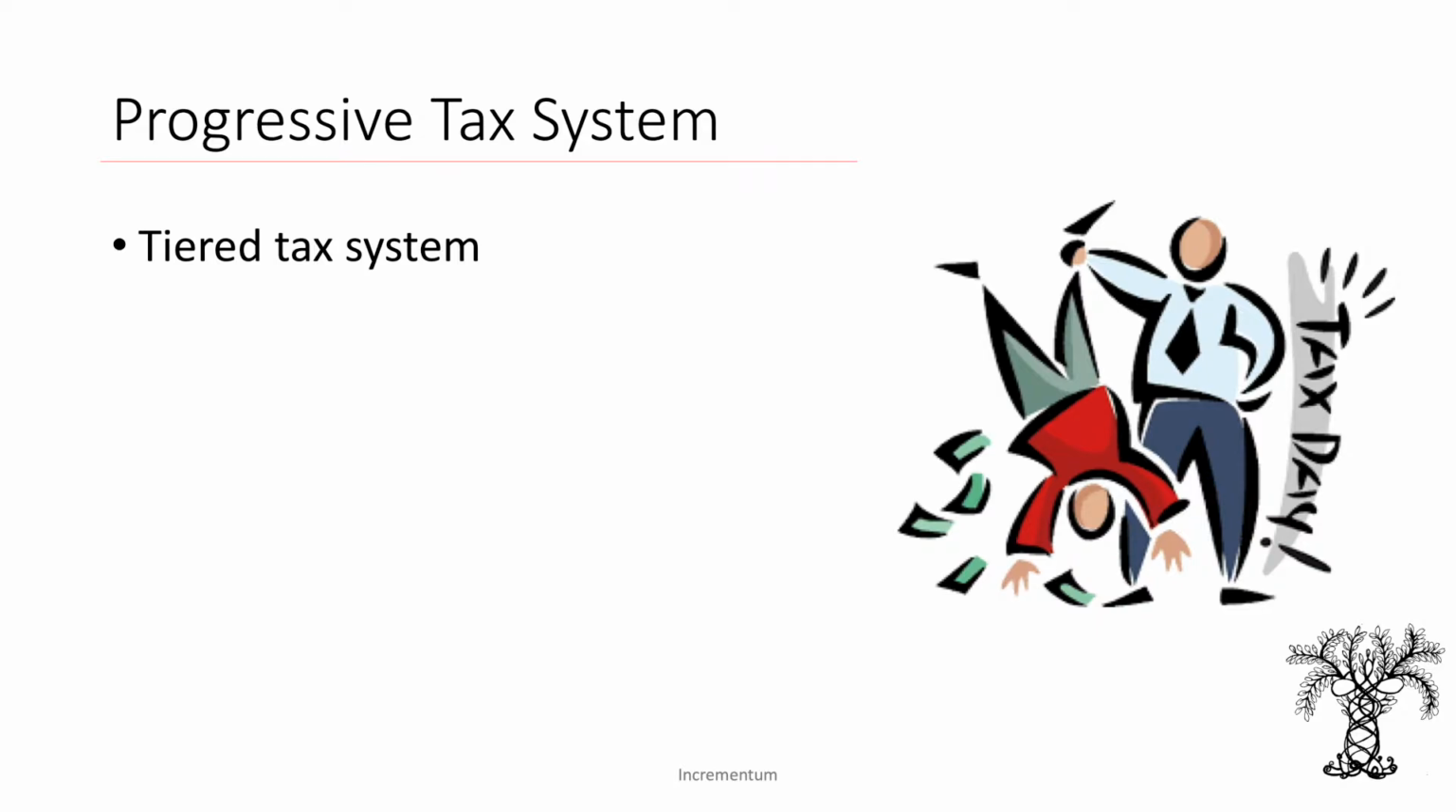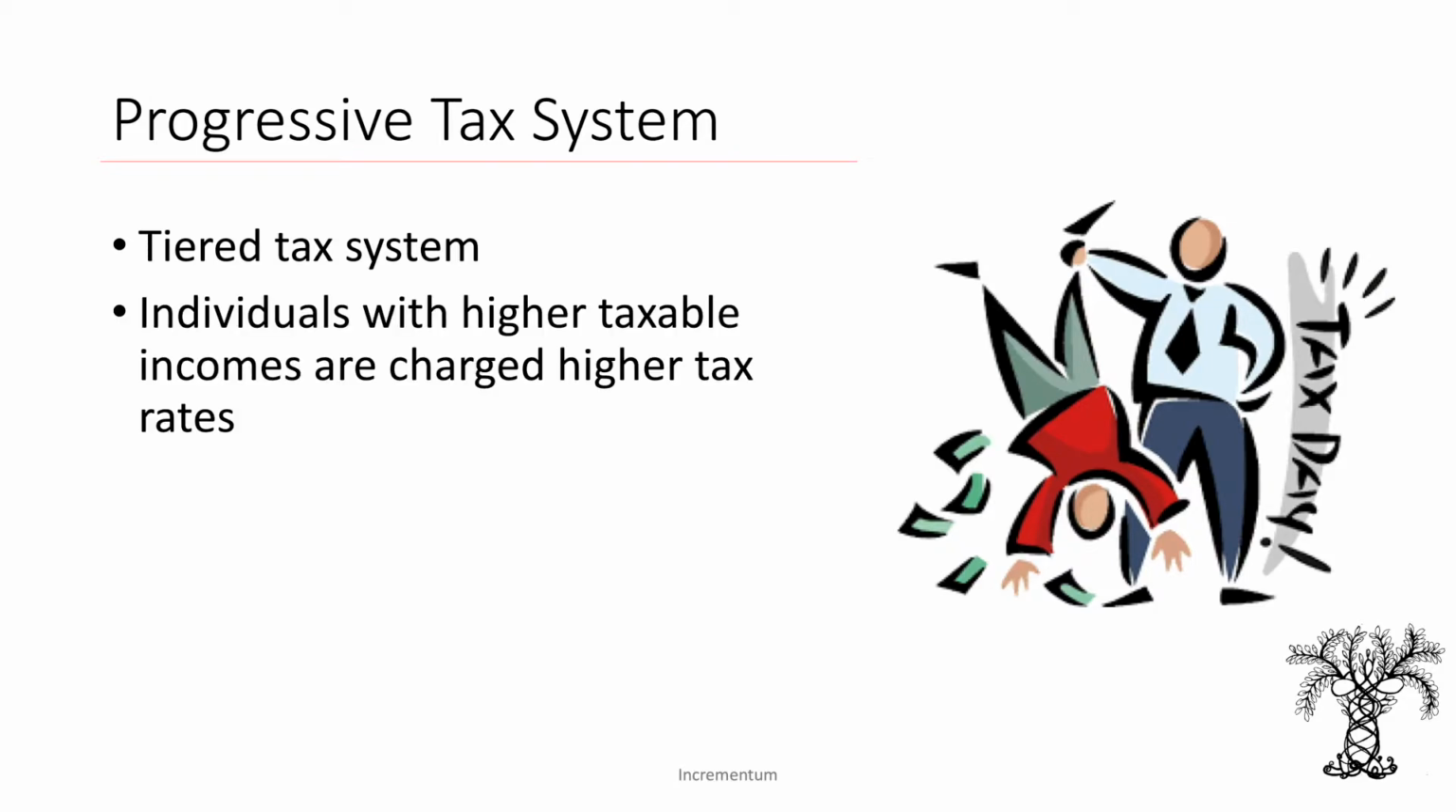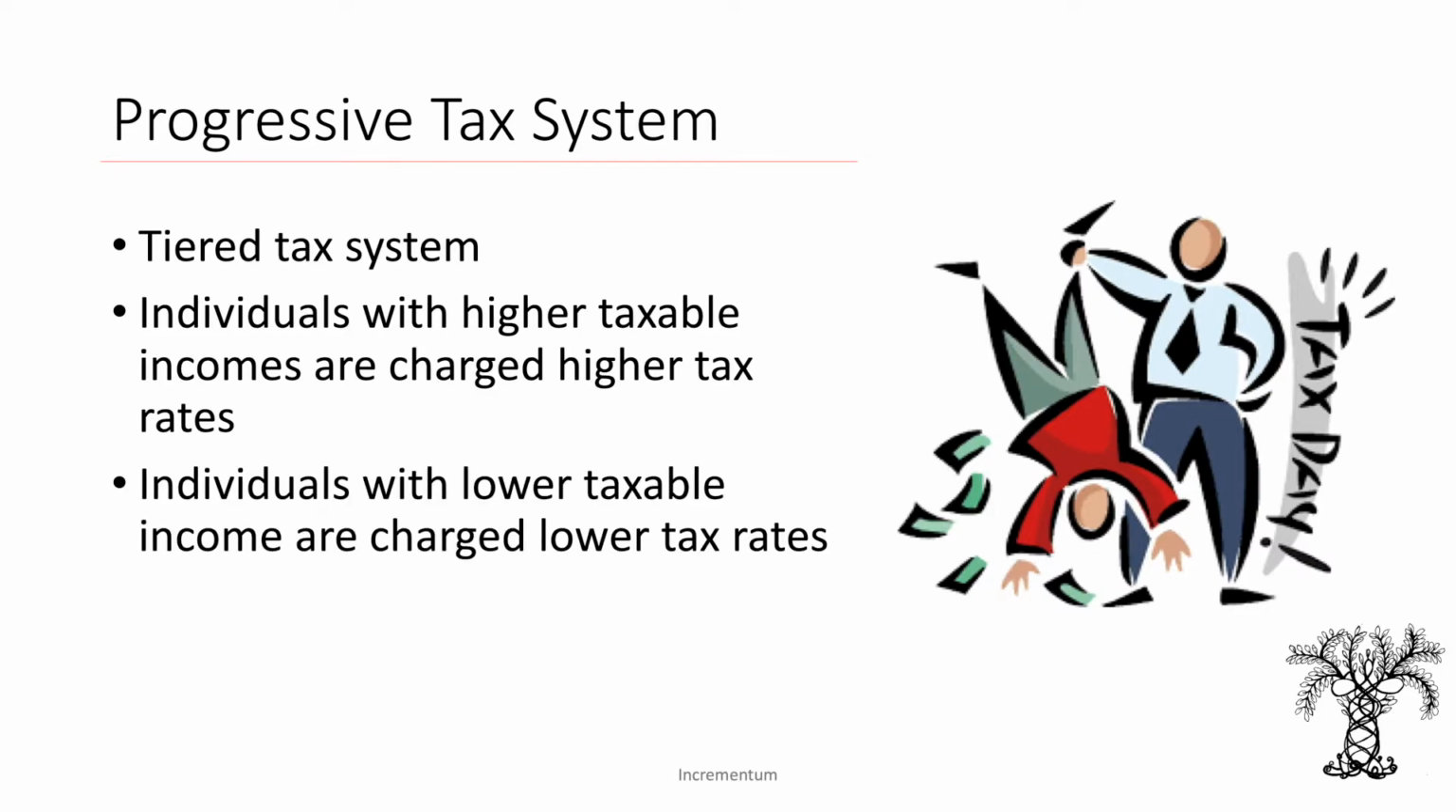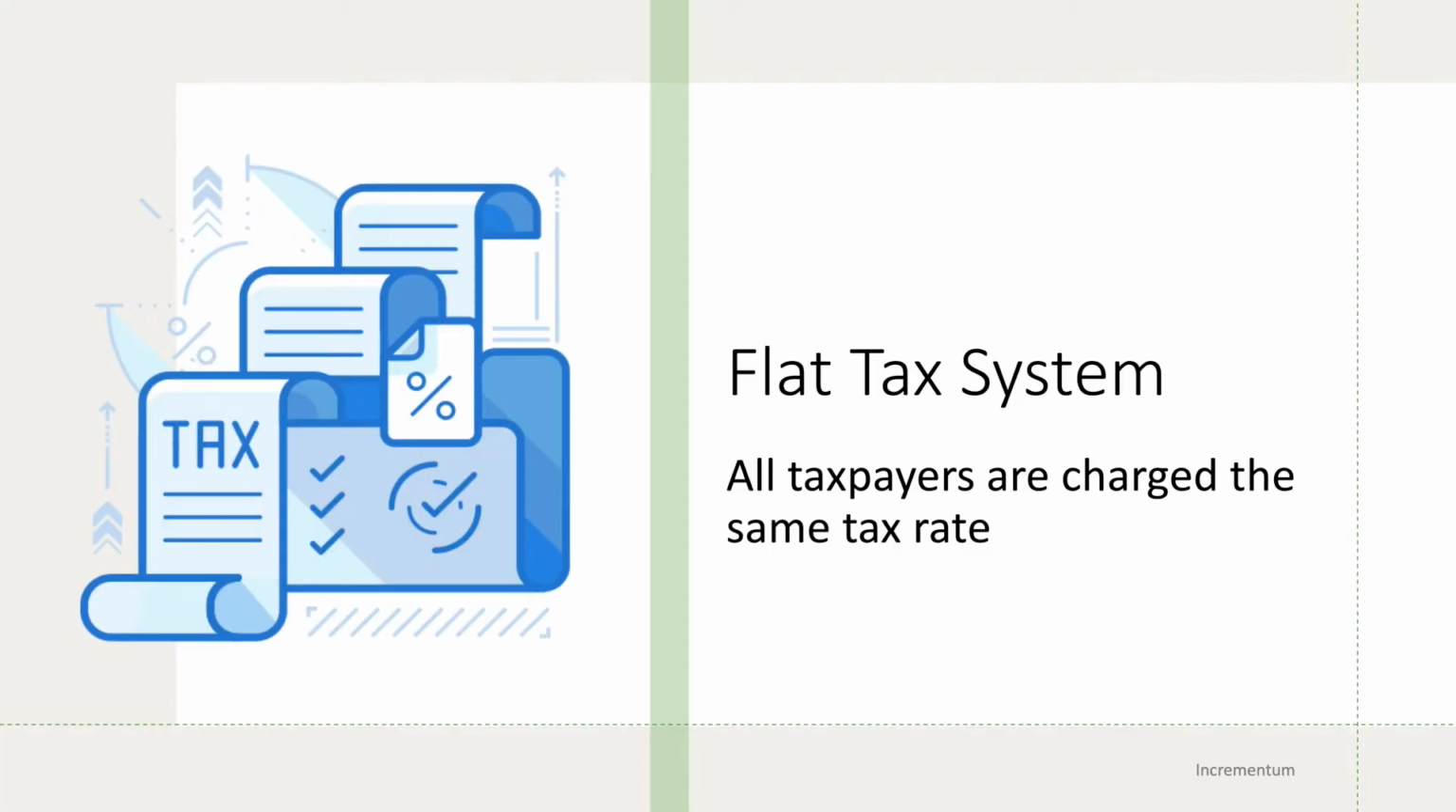This may actually make more sense when we look at a progressive tax system table. But what this type of system does is that individuals with higher taxable incomes end up paying higher tax rates, whereas individuals with lower taxable incomes end up paying lower tax rates. A flat tax system, on the other hand, means that all taxpayers are charged the same tax rate. Currently, the corporate income tax system in the United States is a flat tax system, and corporations are charged a flat tax rate of 21% on taxable income.